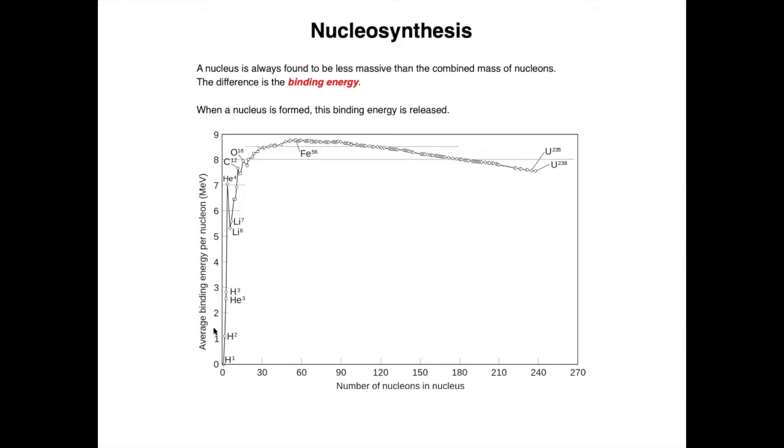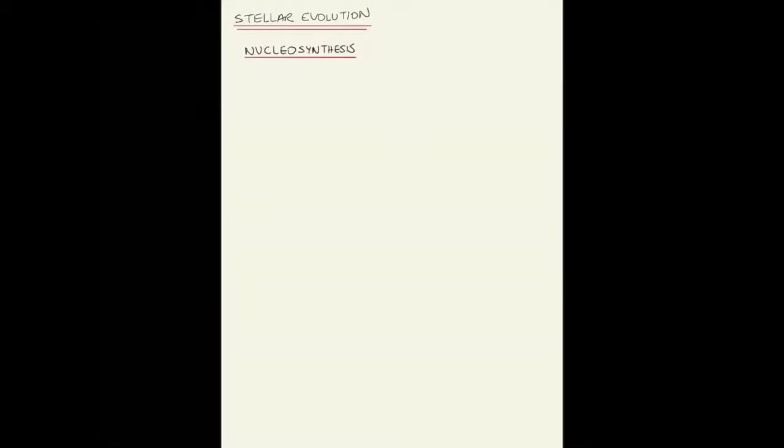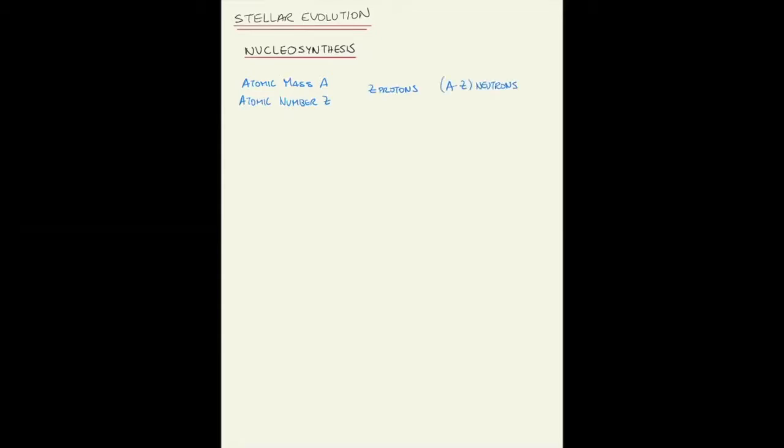This graph shows the average binding energy per nucleon versus the number of nucleons in a nucleus. As you see, it increases as you go up, until it reaches this plateau at iron. Now, how much energy is this? If you define the atomic mass number as A and the atomic number as Z, then a nucleus has Z protons and A minus Z neutrons. The binding energy is then the difference in mass between the nucleus and its components.